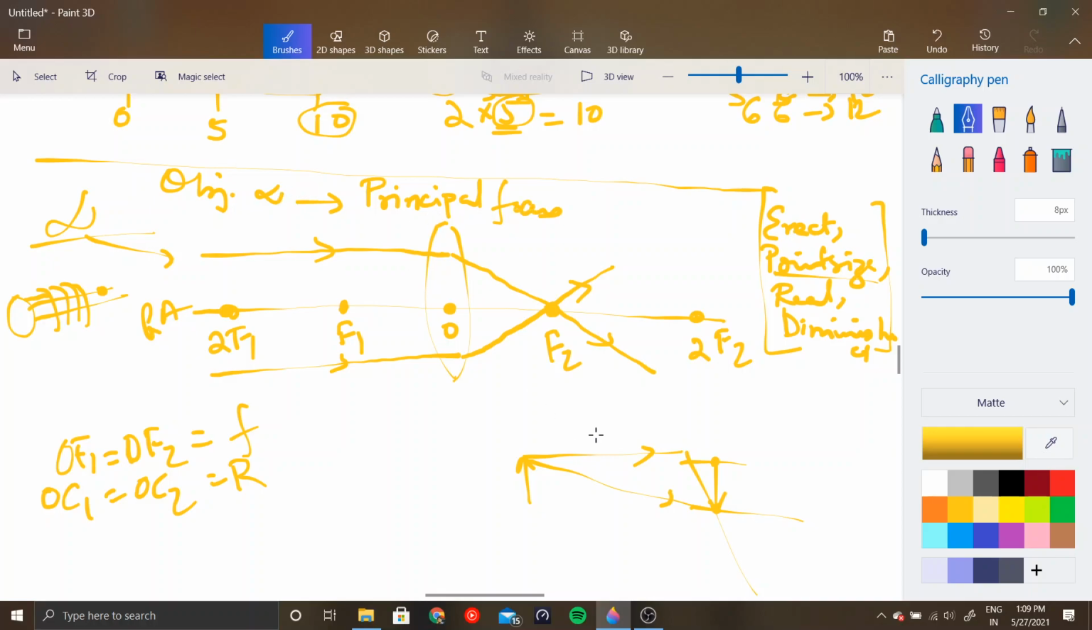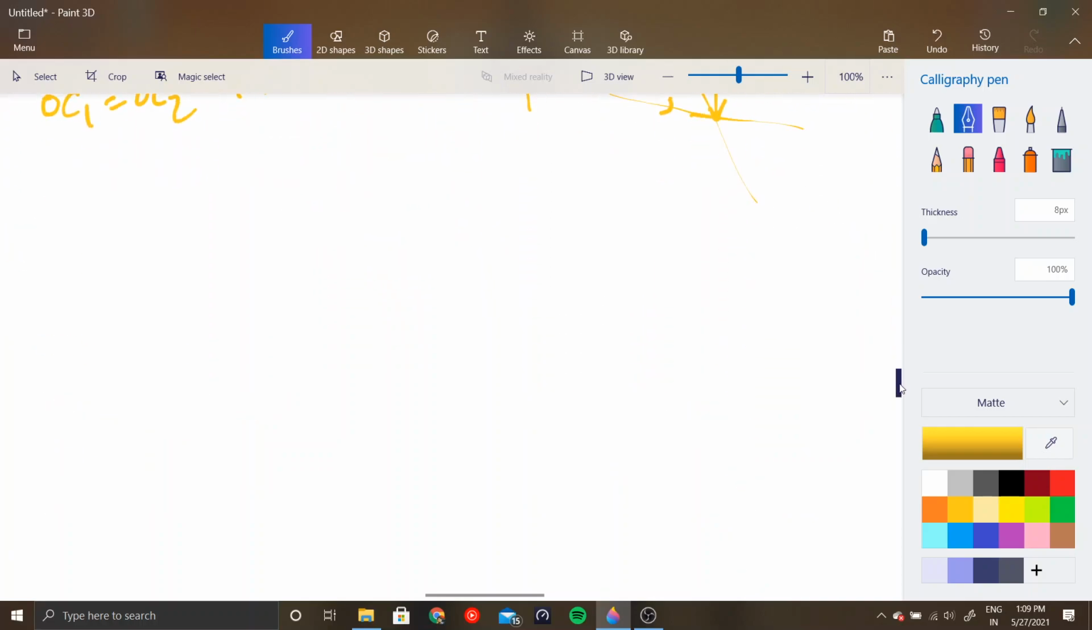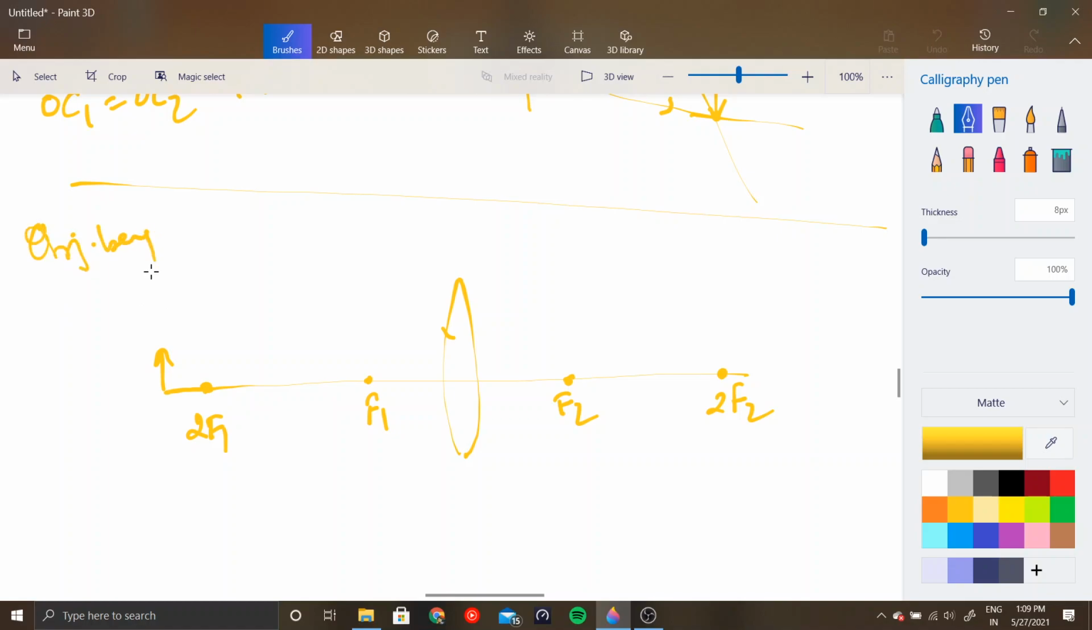Okay. So now let's look at the second thing. Suppose this is a lens. Again, this is f1, this is f2, this is 2f2, and this is 2f1. So now let's keep the object. Let's take it from infinity and keep it beyond 2f1, right? Keep it beyond 2f1. Object beyond 2f1. Now let's see what happens.